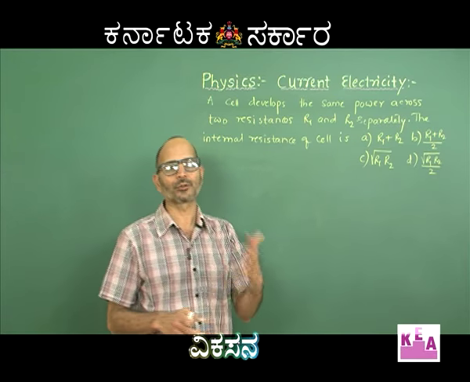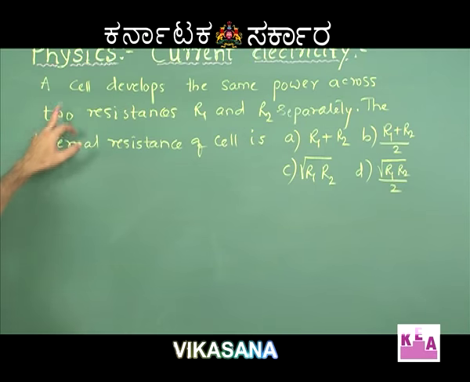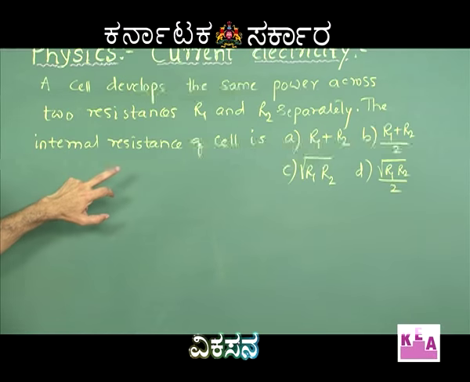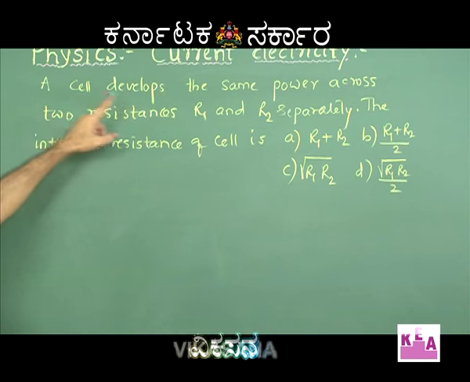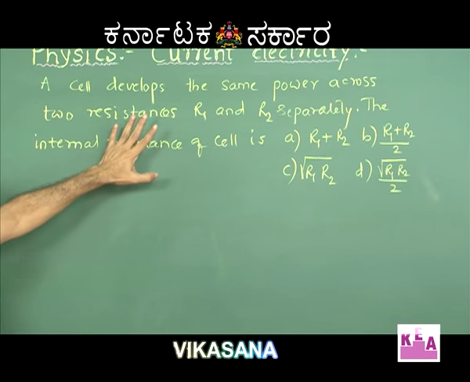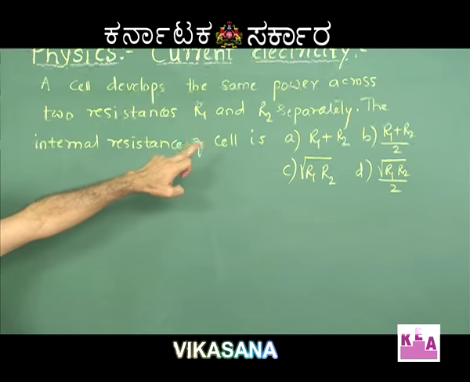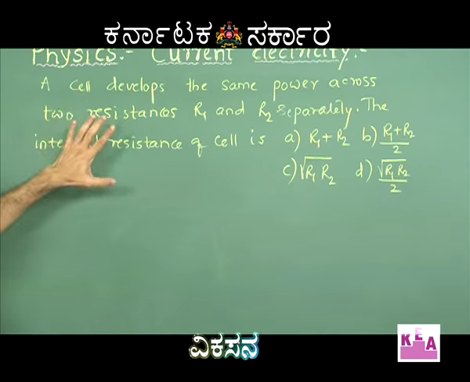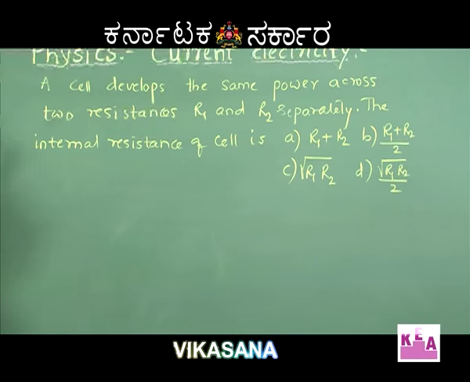So, here is one more network which I am trying to analyze. He says there is a cell which develops the same power across two resistances R1 and R2 separately. When that cell is connected to the resistance R1, the power developed, and when the same cell is connected to resistance R2, the power developed is the same. Find the internal resistance of the cell. Which means he has clearly told you that the cell has an internal resistance and you are supposed to find it out.